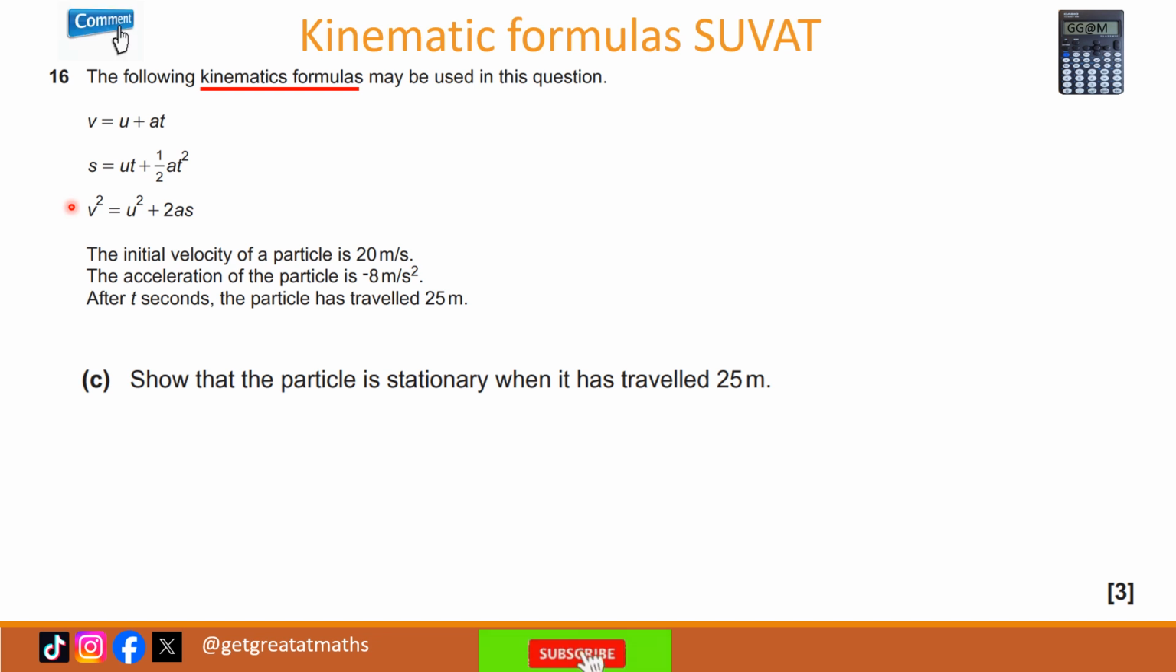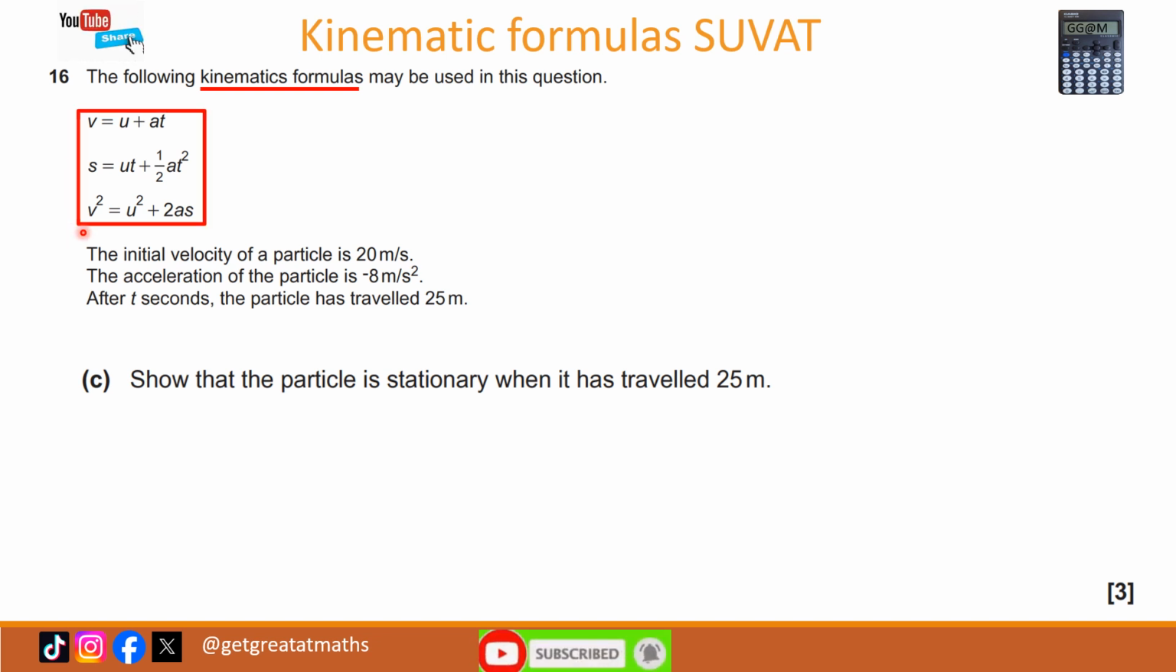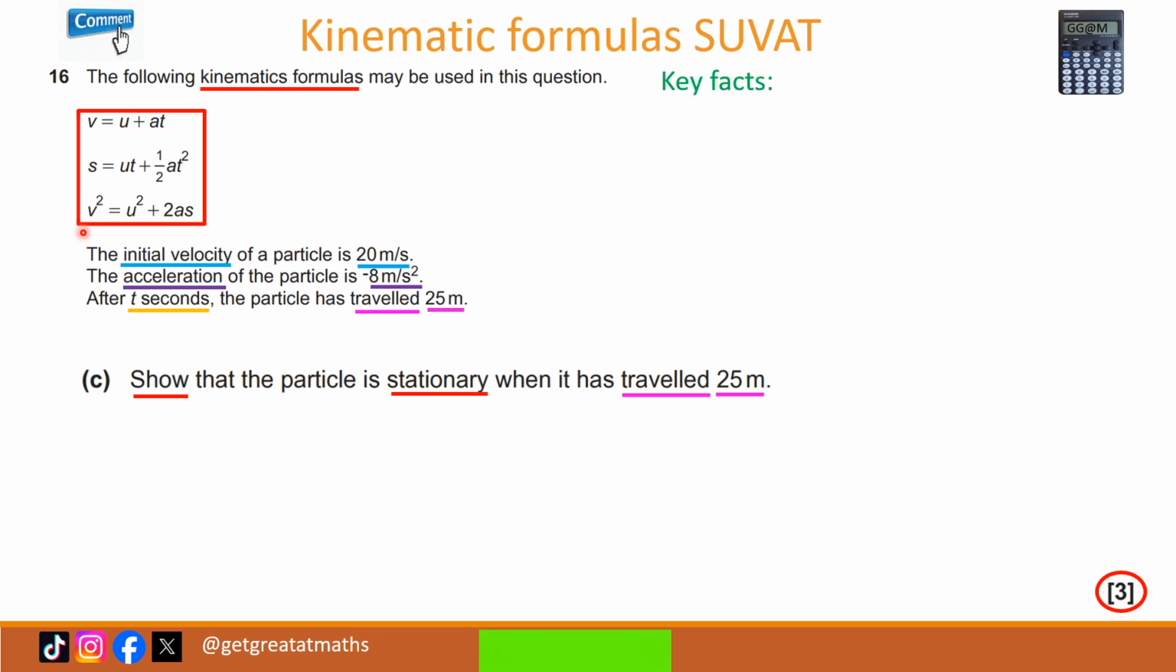There are actually 5 equations that you'll need to know if you went on to do A-level maths, but here they've just given you 3 of the 5. So here you can see these are the equations we're going to be using. You're told that the initial velocity is 20 meters per second. The acceleration of the particle is negative 8 meters per second squared. After time of t seconds, it's travelled 25 meters, and we're going to show that the particle is stationary when it has travelled 25 meters. And this is worth 3 marks.